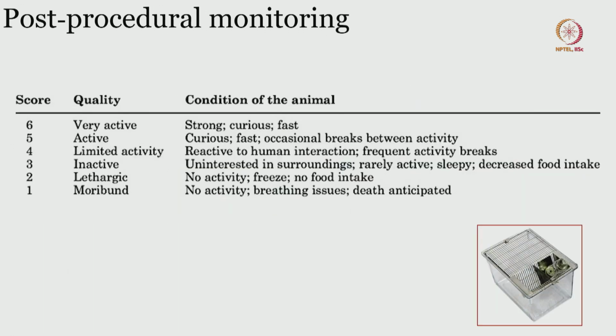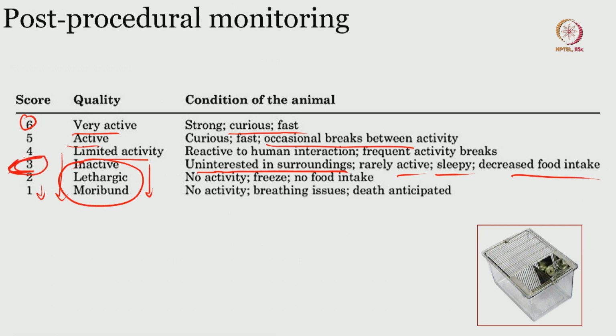So, how do you give a score for the post-procedural status of the rat? A score of 6 can be given if it is very active, that is curious and fast, but with occasional breaks; then it becomes just active, and so on and so forth. As the activity goes down, the score goes down. This is a very important stage that has to be recognized. The rat will be uninterested in the surroundings, rarely active, most of the time sleepy with reduced food intake. That is the alarming state.